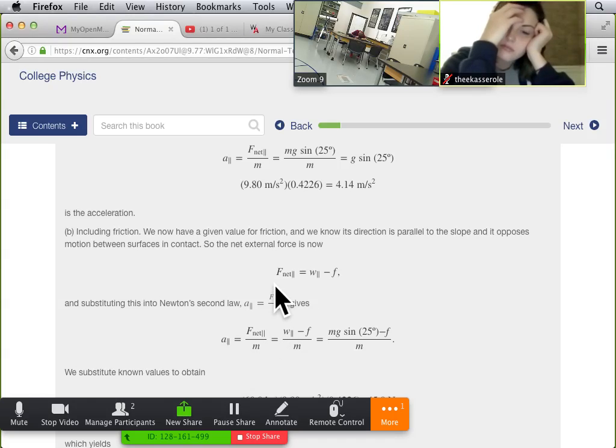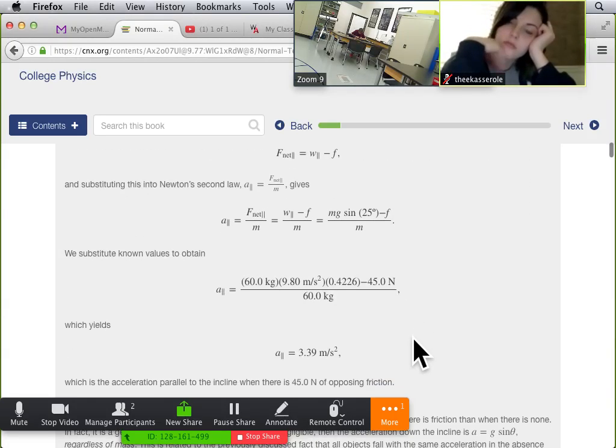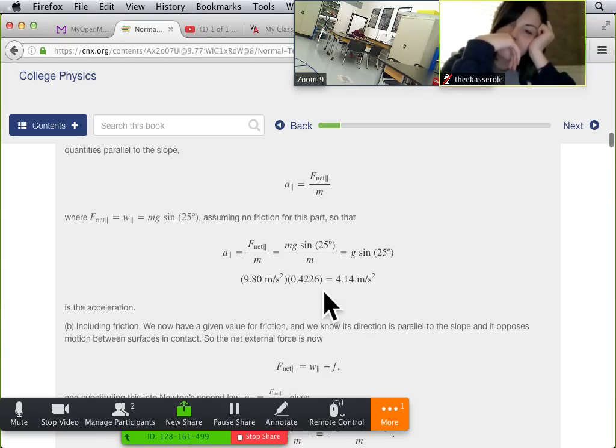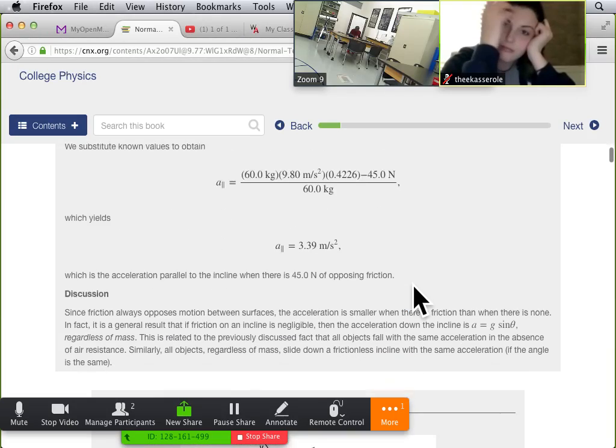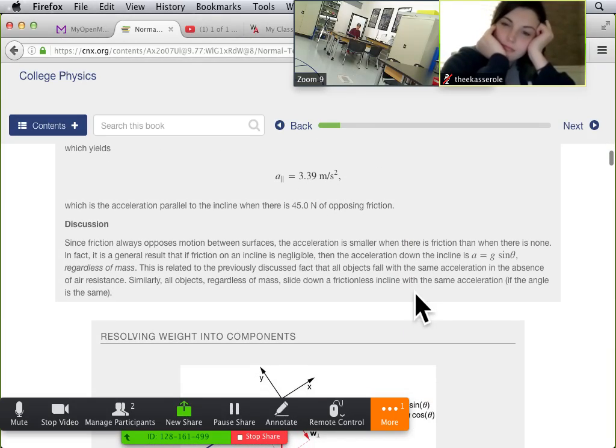And then that's our net force now. So the net force equals W parallel minus F, mg sine 25 degrees minus F, all over the mass, and you'll get a new value for the acceleration, 3.39 meters per second squared, which is less acceleration than before, and you would expect that. Always check to see if you would get an answer you would expect. You would expect to get less acceleration when you have friction than when you don't. And that's exactly what happens here.